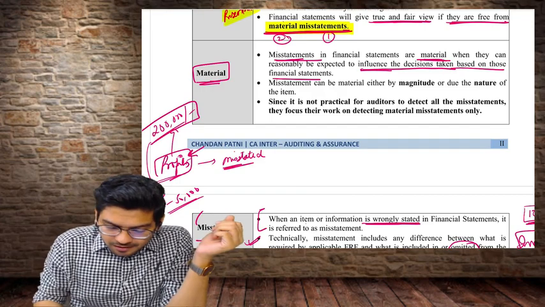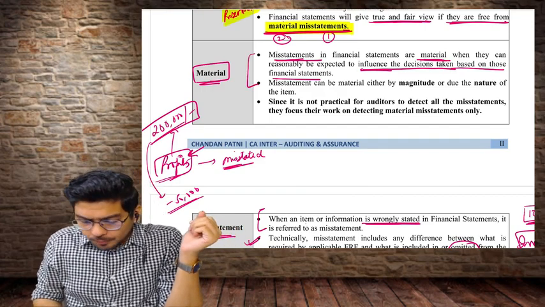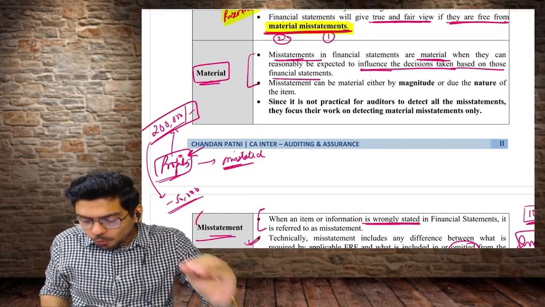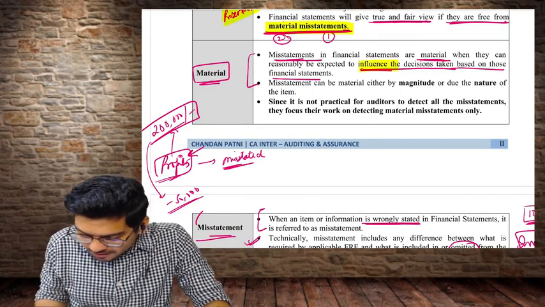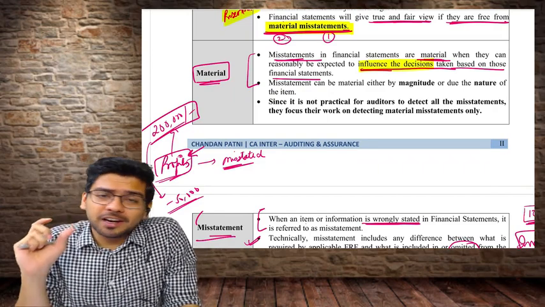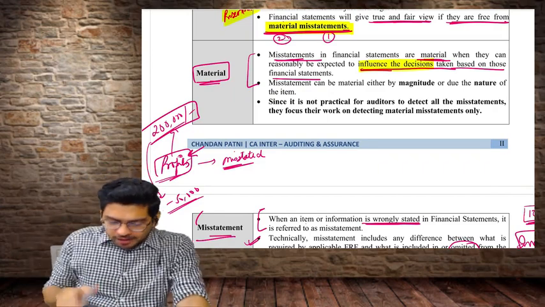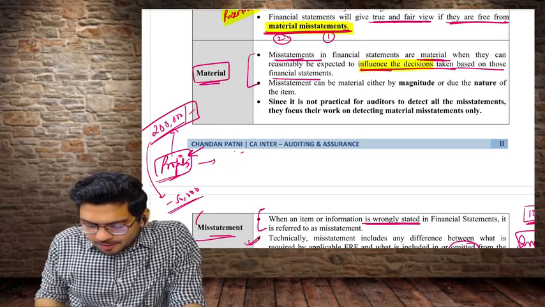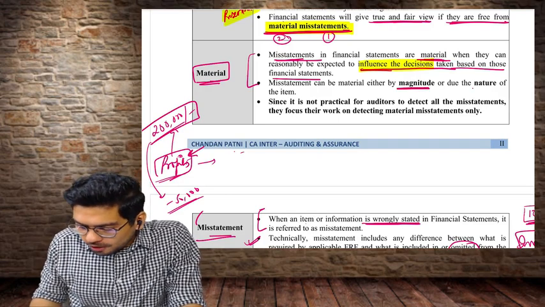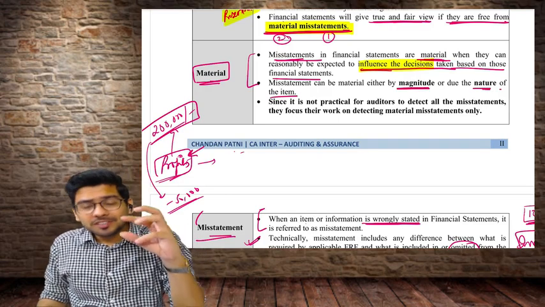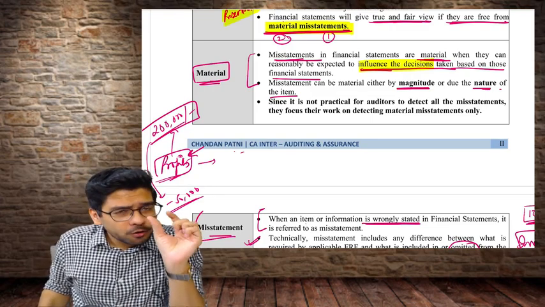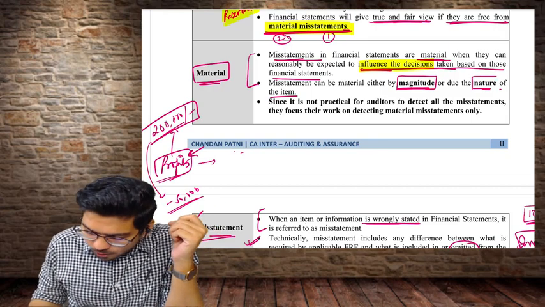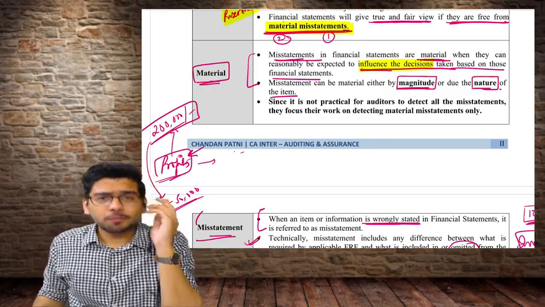Okay, so again let me read the definition. Misstatements in financial statements are material when they can reasonably be expected to influence the decisions taken based on those financial statements. Now a very important point to understand is the next point. Misstatements can be material either by magnitude or due to the nature of the item. Something can be called material not only because of its magnitude, but also because of its nature. Now please understand this.